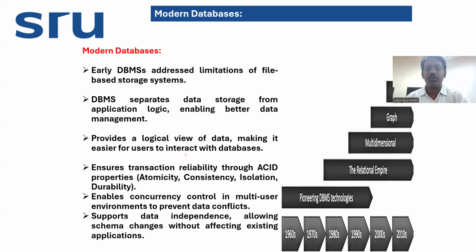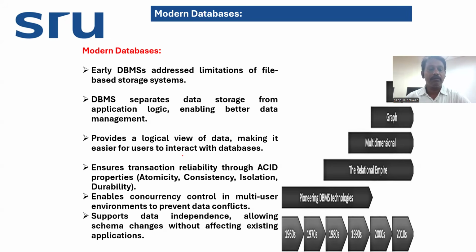DBMS separates data storage from application logic, enabling better data management. It provides a logical view of data, making it easier for users to interact with the databases, and ensures transaction reliability through the ACID properties. Okay, ACID properties: atomicity, consistency, isolation, and durability. These are all provided in the DBMS, which enables concurrency control in multi-user environments to prevent data conflicts.